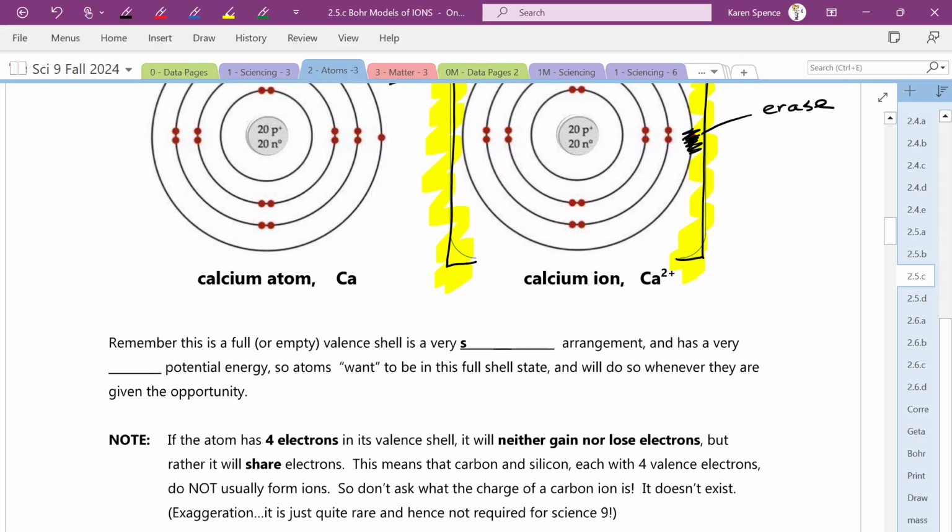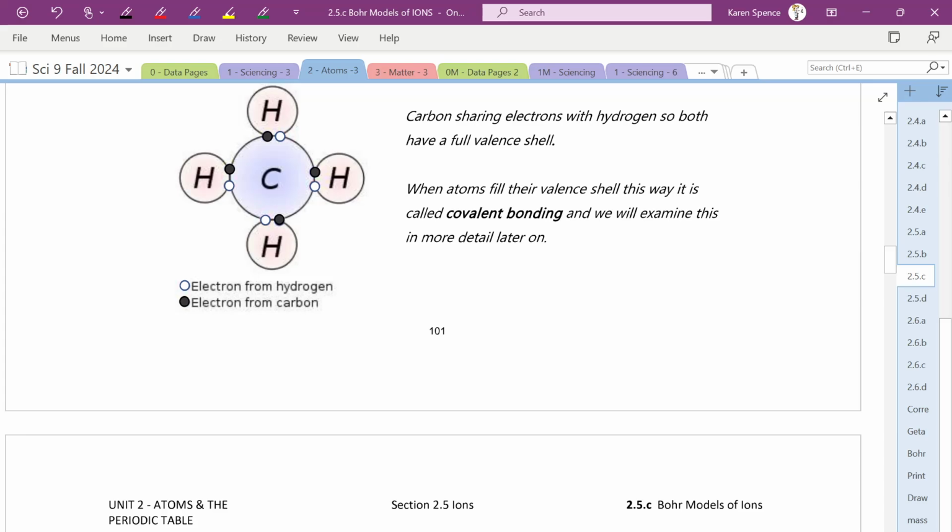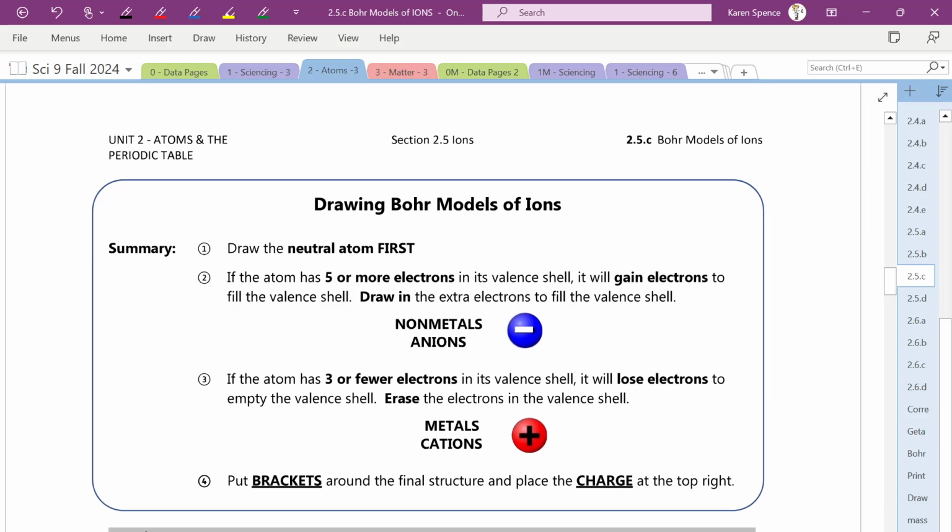And everyone always asks this, so I'm going to tell you right now. What happens if there's 4 electrons? It stays the same. They don't tend to gain or lose electrons. They tend to share electrons, and we'll learn about that later. Not now. There's a picture of them sharing electrons. If you want to look at it, you can, but you don't have to.